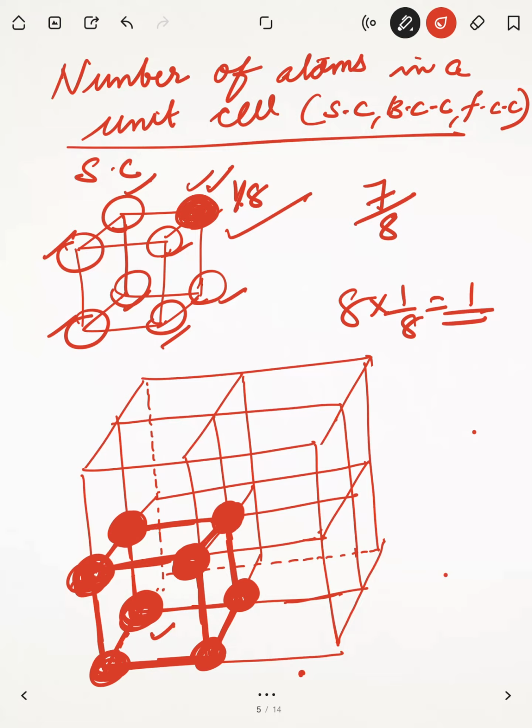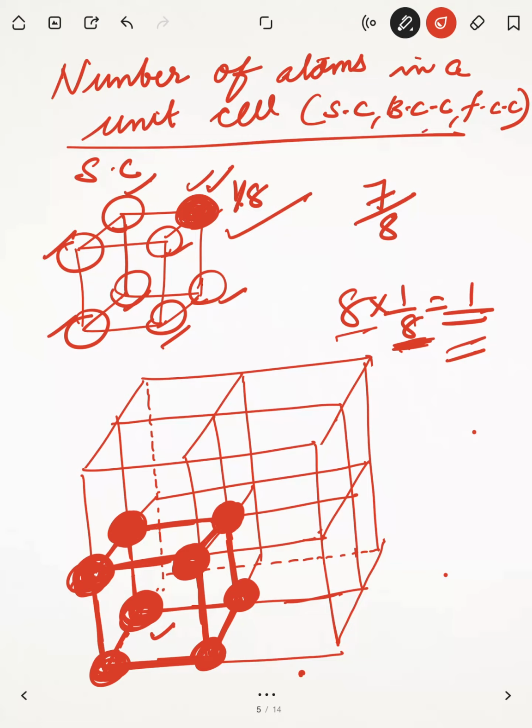This is the case of primitive, that is simple cube. So what is the total number of atoms in a simple cube? That is 1 atom. Though you are counting 8 atoms, inside this unit cell only 1 atom is there. Only 1/8 portion of each sphere is present in this unit cell. So the total number of atoms in this unit cell is 1.